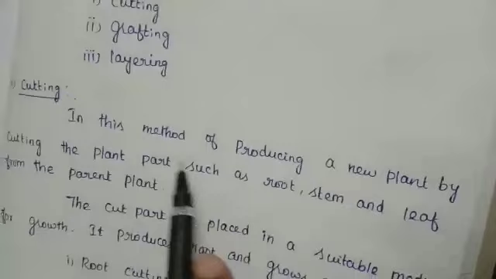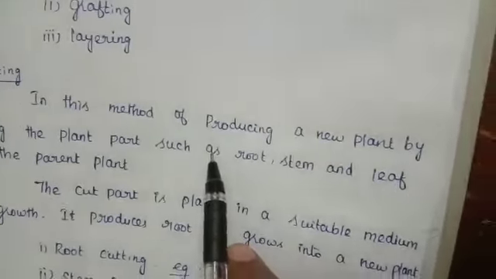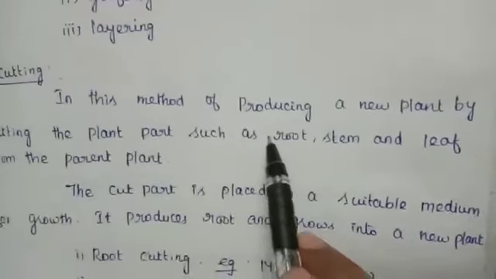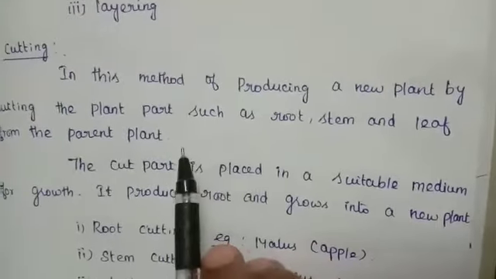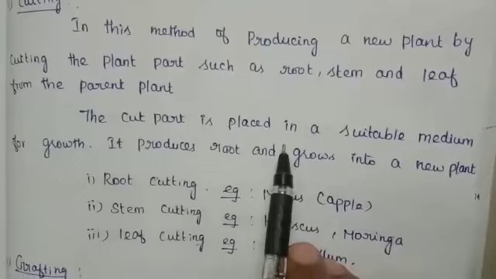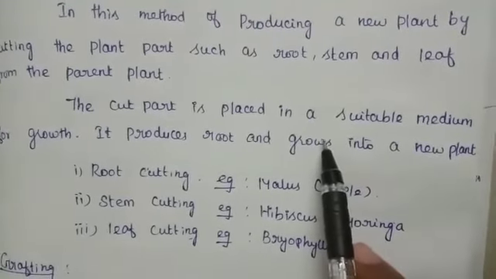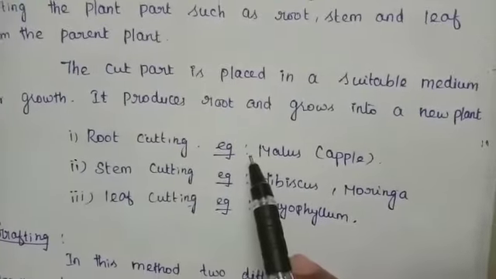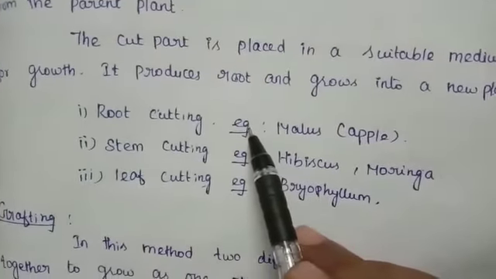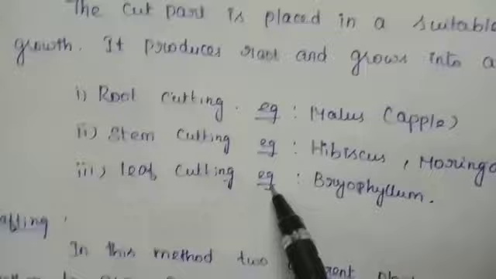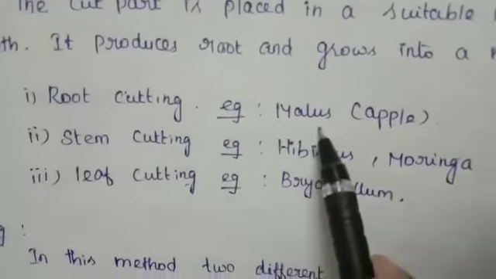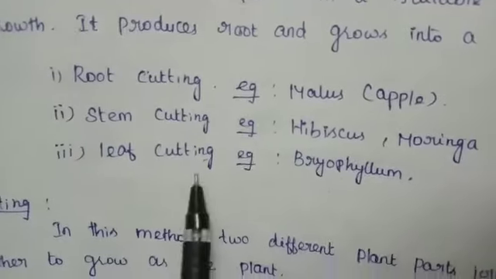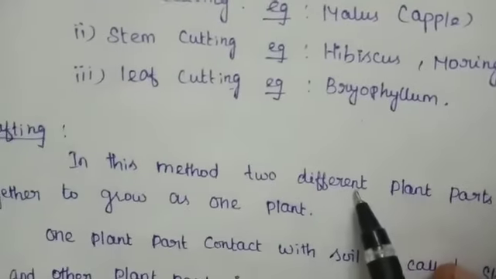So first one, cutting. In this method of producing a new plant by cutting the plant part such as a root, stem and leaf from the parent plant. The cut part is placed in a suitable medium for growth. It produces new plant. There are three types of cutting: root cutting, stem cutting and leaf cutting. Root cutting, example malus, apple. Stem cutting, hibiscus and moringa. Leaf cutting, bryophyllum.